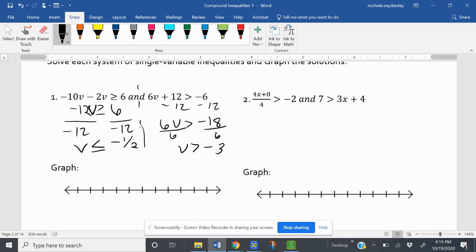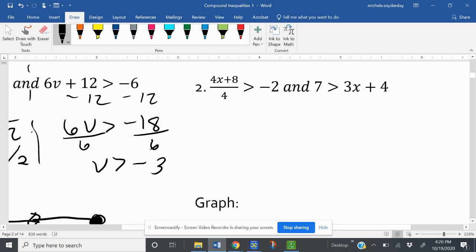So we would have a negative 3 somewhere down here, a negative 1/2 somewhere here. b is less than or equal to negative 1/2, so a solid dot, arrow's going this way. b is greater than negative 3, open dot, and the arrow's going this way. We had that just above. The second one is a little bit more interesting.